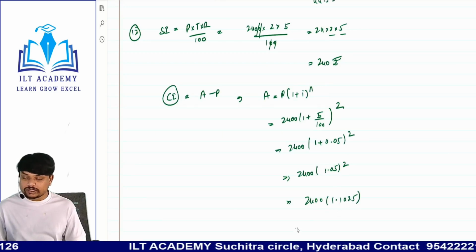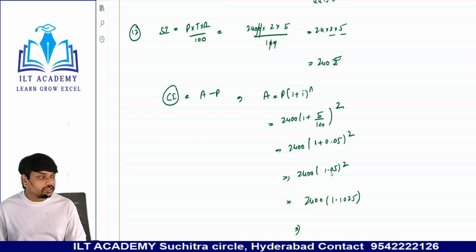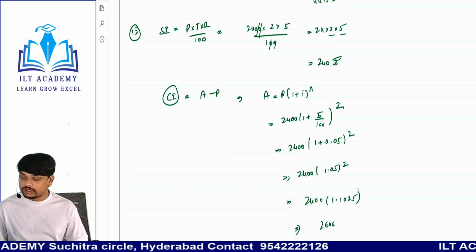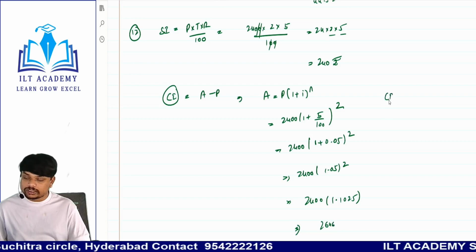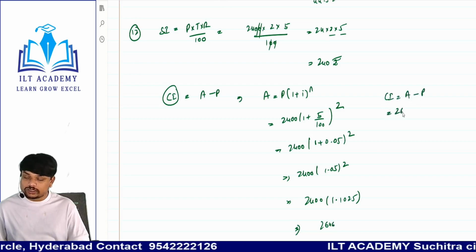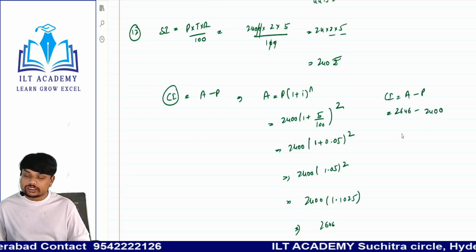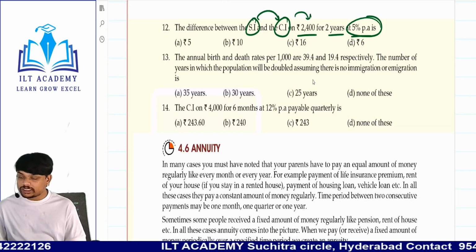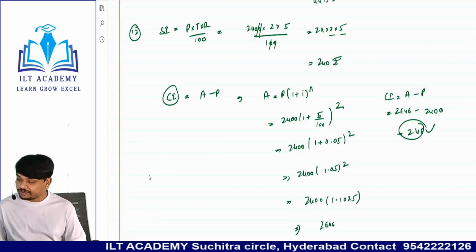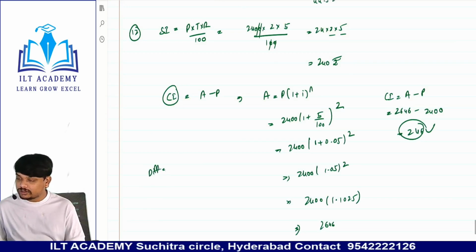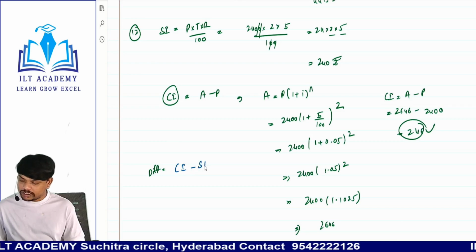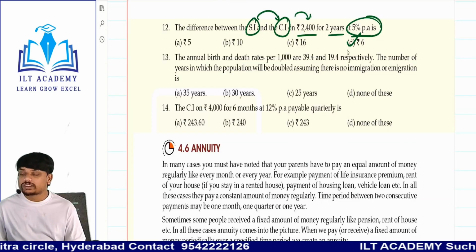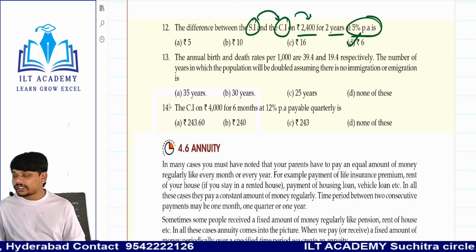ओके, ये multiply कर दिया था into 2400, 2646. Therefore compound interest is equal to amount minus principal, 2646 minus 2400, which is 246. So the difference between the compound interest and simple interest is how much? 6 rupees. Difference is equal to compound interest minus simple interest, 246 minus 240. Got it? Any doubts? Now let us do 14th one finally.